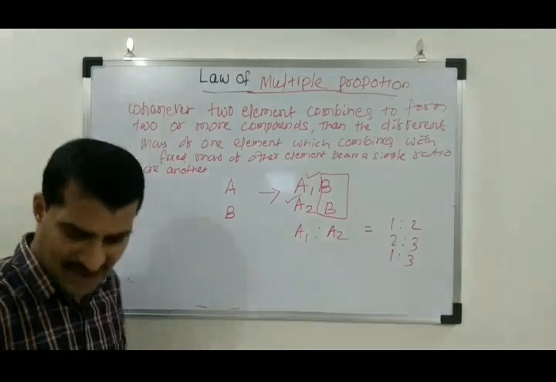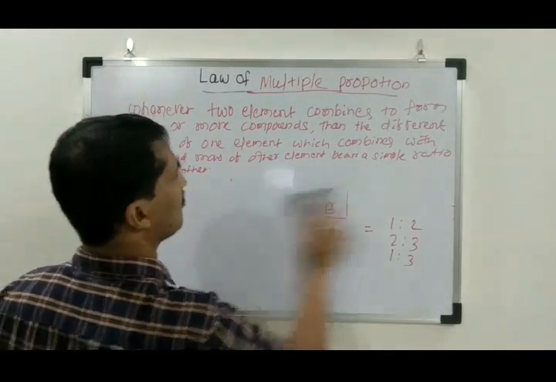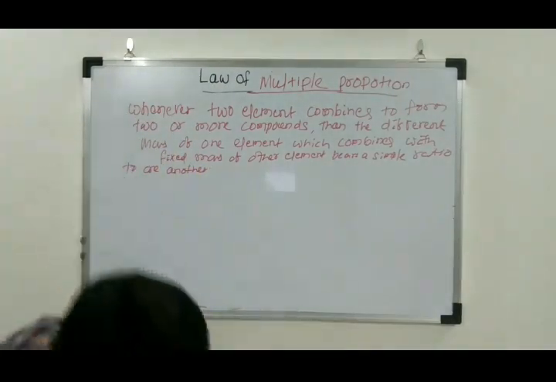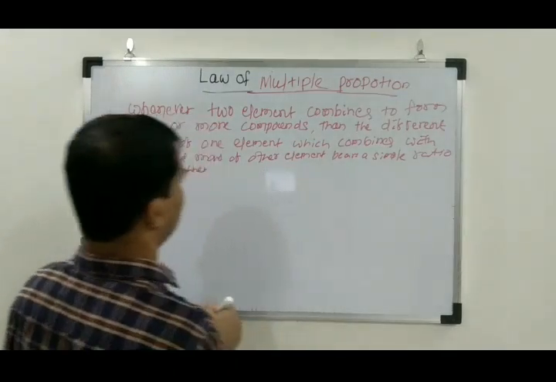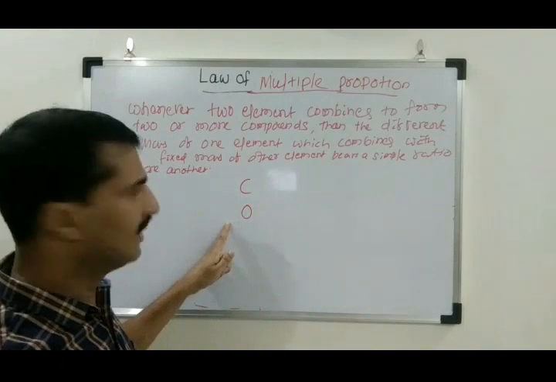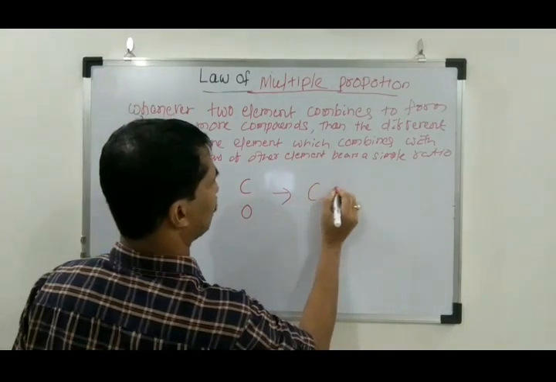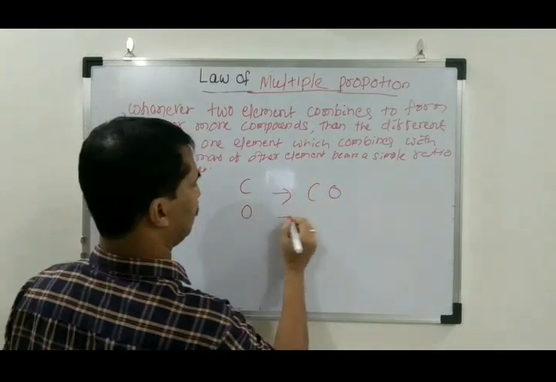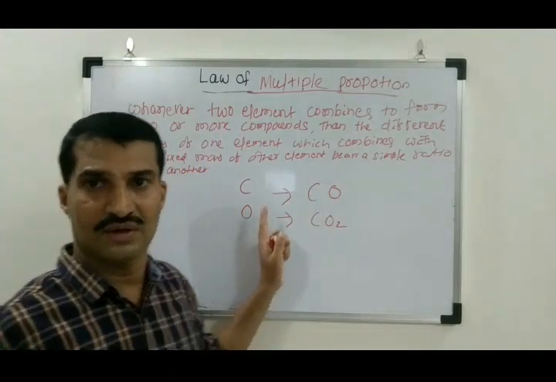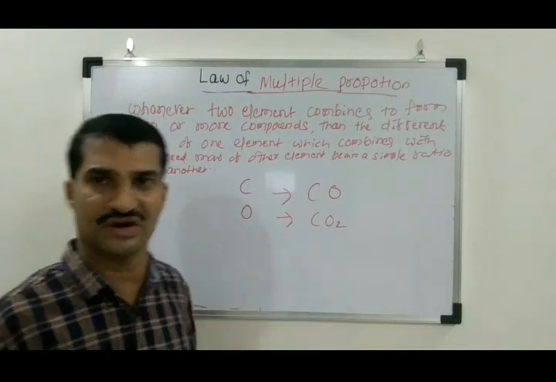If I take an example of a chemical compound, I'll take the same example. Let's say carbon and oxygen. There are two different elements. If they combine, we may get carbon monoxide in one case, and in another case we can get carbon dioxide. Two different compounds can be formed with carbon and oxygen.